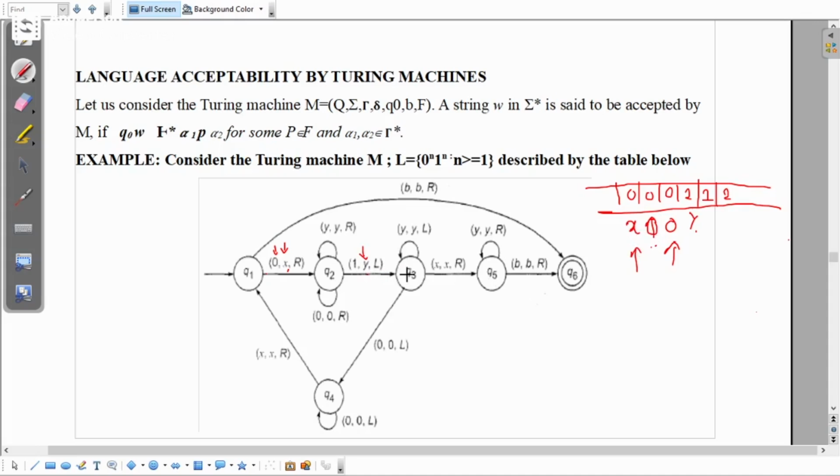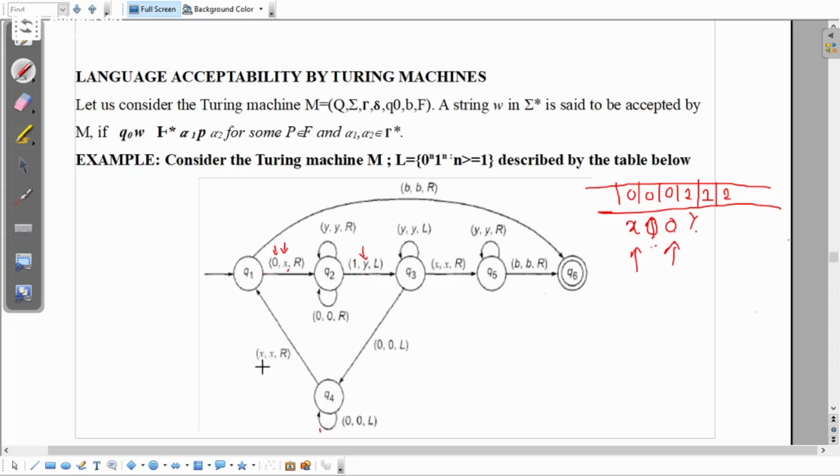So 1 by L, after that you will get many zeros. So you can see here you are in Q3, you get many zeros, 0, 0, L, 0, 0, L, 0, 0, L. So that is happening in the loop, and finally after doing 0, 0, L, you will reach X. After X, you should move one step next. That's why X, X, R. So that means you just read X, replace it by X. Means what?